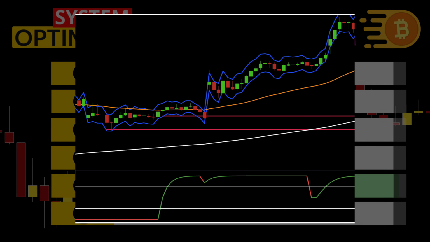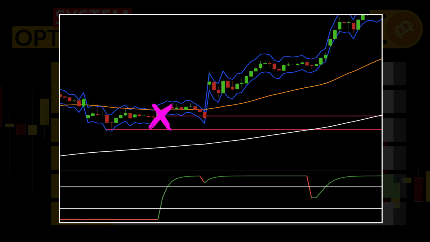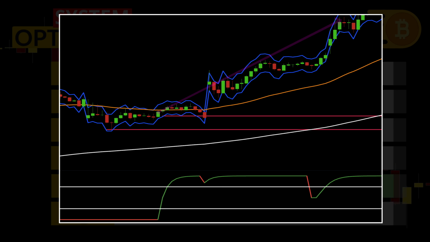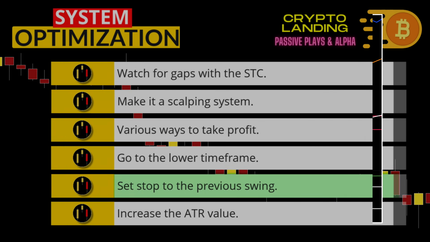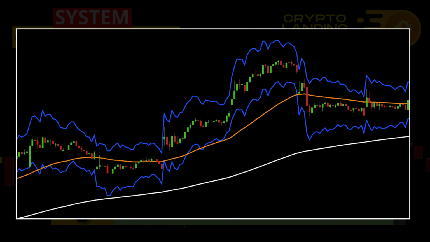Next, using the previous swing rather than the ATR can be an effective level to place your stop. This is an option in the automated script. Furthermore, and building on the last point, increasing the ATR value to ensure that price is not touching the bands can give your trade enough room for price to oscillate before going in the direction of your profit target.